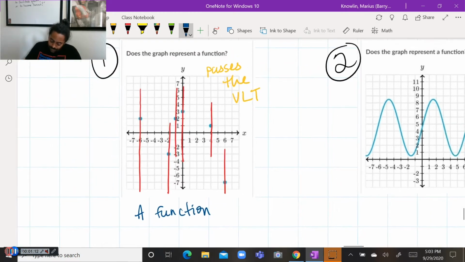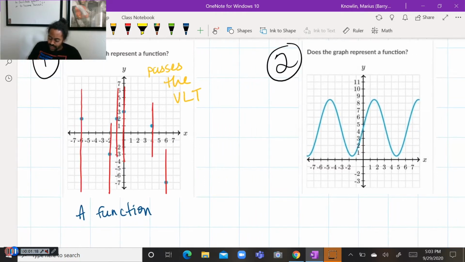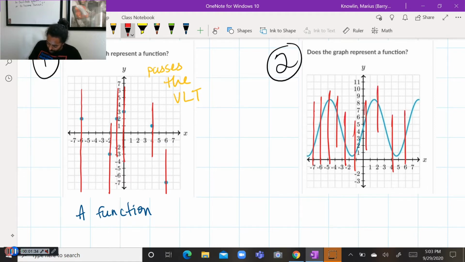Alright, so if the vertical line test, when you draw the vertical lines, if one vertical line touches any part of that graph 2 times, it's said to be not a function. Okay, so let's try it again for number 2. If I'm drawing vertical lines, all of these vertical lines, they only touch the graph 1 time.